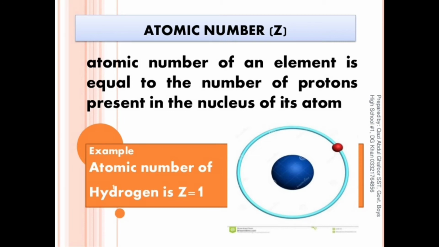Let us see about atomic number. The number of electrons or protons in an atom is called the atomic number of that atom, and it is represented by the letter Z. If we know the atomic number of an atom, we can find the number of electrons or protons in it.